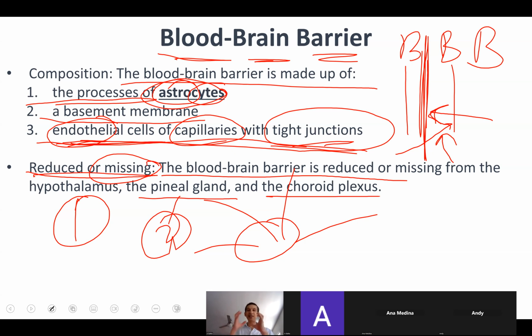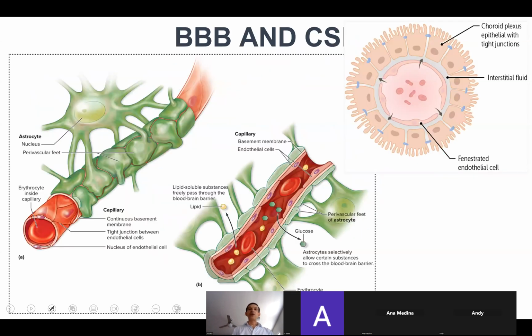Choroid plexus is the factory within the cell that actually makes brain water, the cerebrospinal fluid. Choroid plexus. Please remember the name. It's not very easy to remember, but I'll show you the picture of it. Okay, so let's go over the picture now.